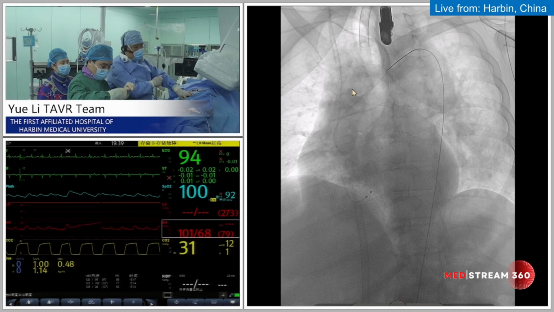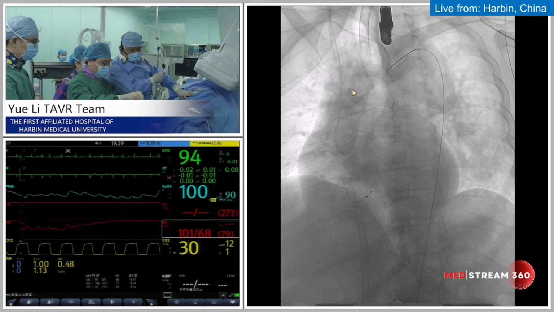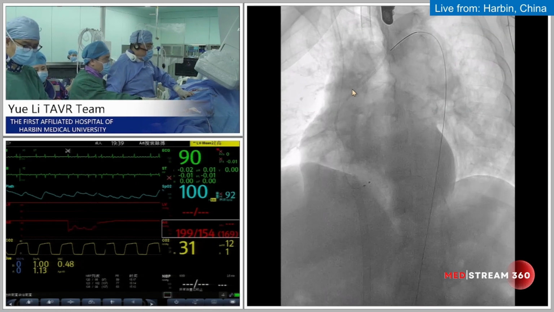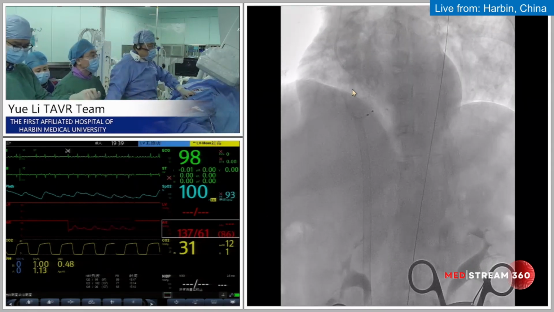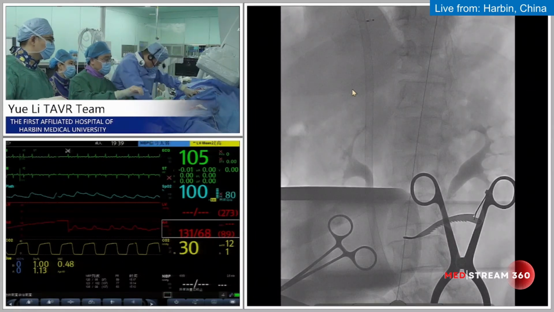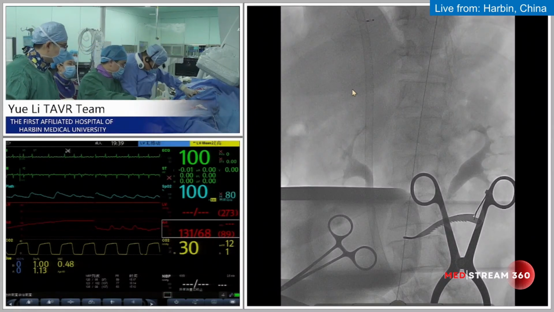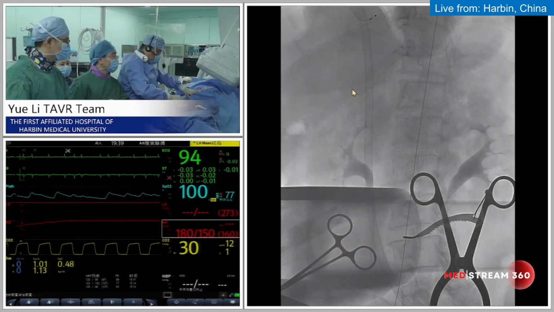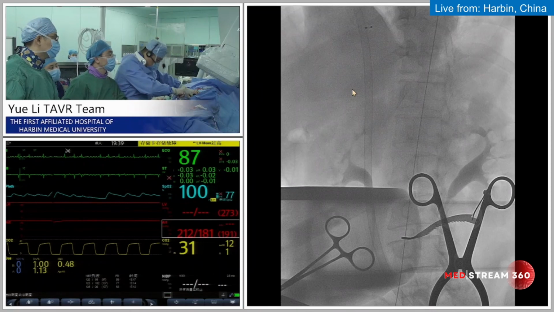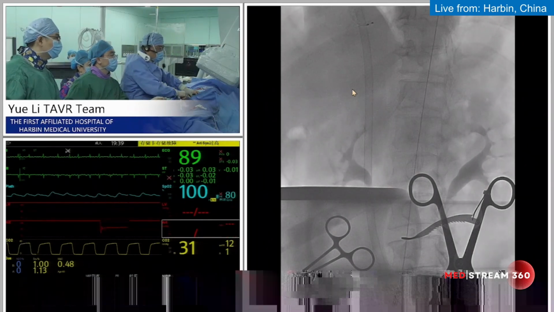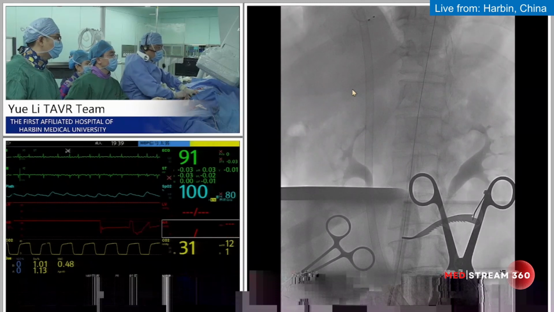We will insert a 20 French introducer sheath into the right femoral artery main access, and administer the anticoagulant heparin and check the activated clotting time, ACT, after the initial heparin push, and recheck every 30 minutes thereafter. Maintain ACT above 250 seconds.